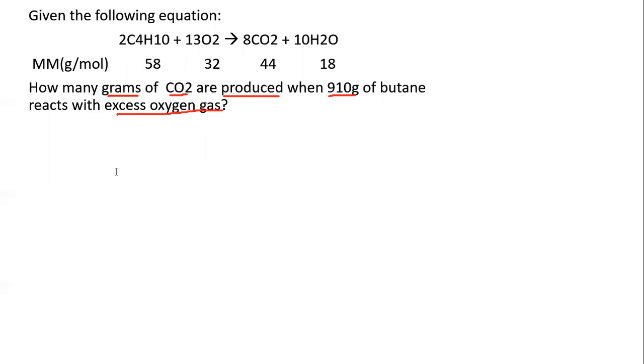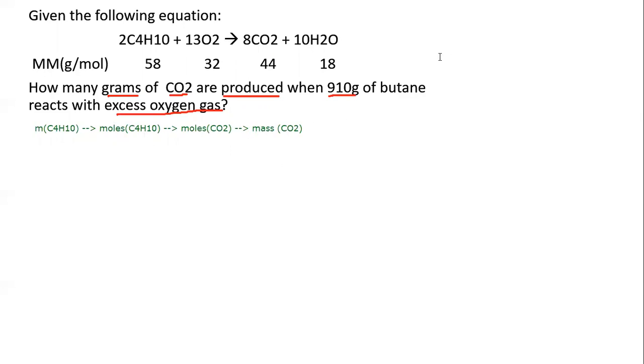So again, if we were to draw a flow chart of this, we're going to take the mass of butane, convert it to moles of butane, then use the mole ratio to convert it to moles of CO2, and then we'll convert that to mass of CO2. So mass to moles, moles to moles, moles to mass.